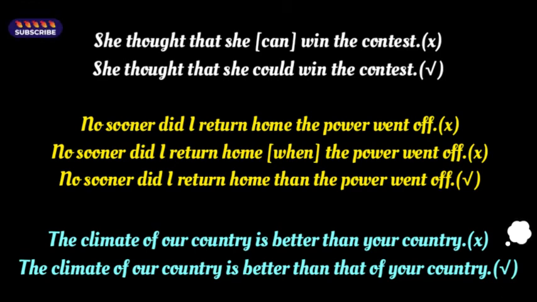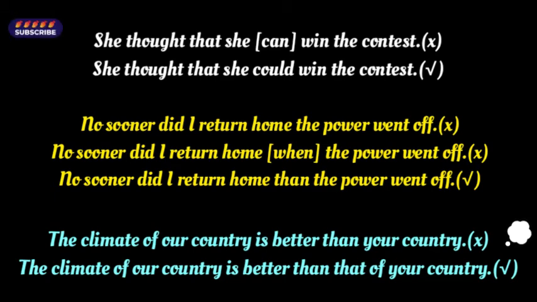She thought that she can win the contest. This sentence also has a grammatical error. Why? Because according to the sequence of tenses, if the main clause has a past tense verb, the subordinate clause also has a past tense. In this sentence, thought is a past tense verb in the main clause, so the use of can in the subordinate clause is incorrect. So here we should use the past form of can, could, in the subordinate clause, that she could win the contest.